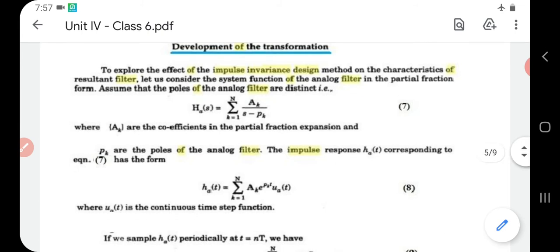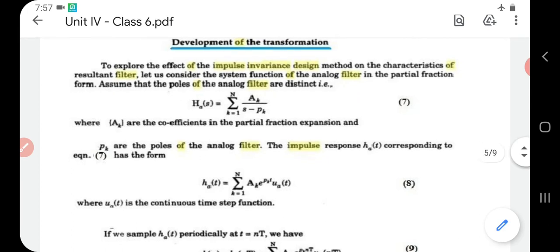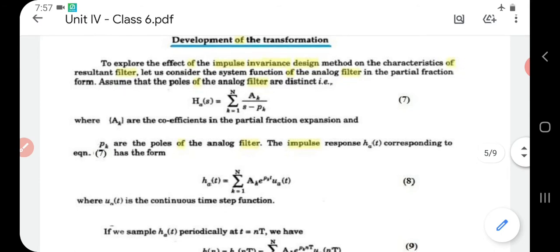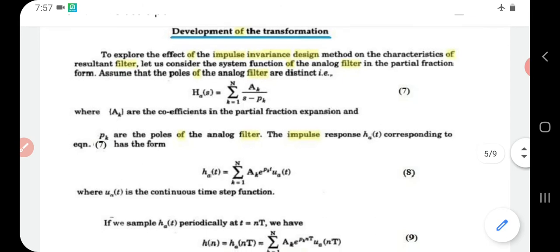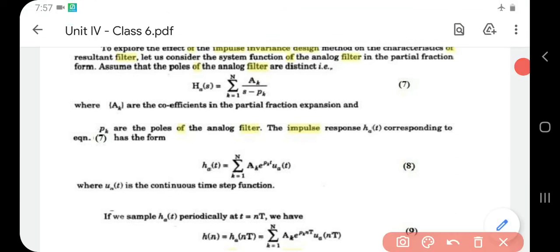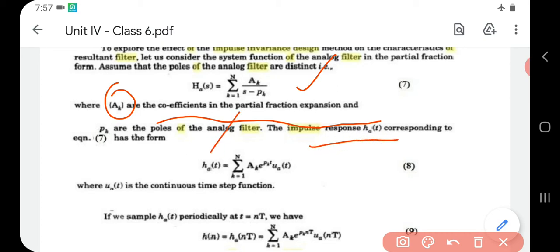Now, development of the transformation. To explore the effect of the impulse invariance design method on the characteristics of the resultant filter, we are considering a system function of an analog filter in partial fraction form, H_a(s), the transfer function in the analog system, represented by this particular symbol, where the a_k are the coefficients in the partial fraction expansion, and p_k are the poles of the analog filter. All these are explained in detail. Now the impulse response h_a(t) corresponding to equation 7 is represented here like this. Now u(t) is the continuous-time step function.